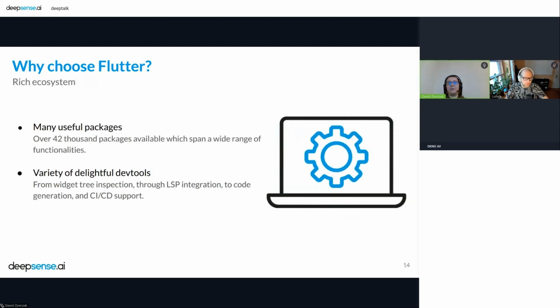Moving on, let's talk about the rich ecosystem of packages and developer tools that Flutter provides. Flutter, along with Dart, have their own package manager called Pub. There you can select from around 42,000 packages, which span a wide range of functionalities, from UI components to state management solutions and integrations with various services in the form of SDKs. For example, we have Firebase integration there.